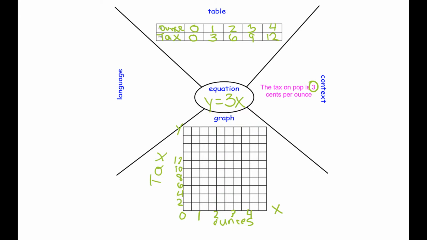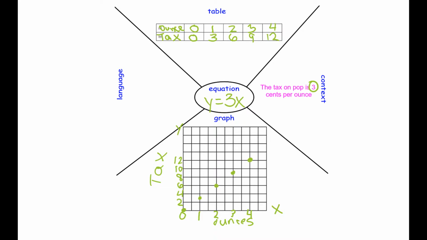And now I'm just going to plot the points. Having the table helps me so I can just plot the points. So I'd have a 0, 0. I'd have a 1, 3, which is going to be halfway between 2 and 4. 2, 6. 3, 9 will be halfway between 8 and 10. And then 4 is up at 12.